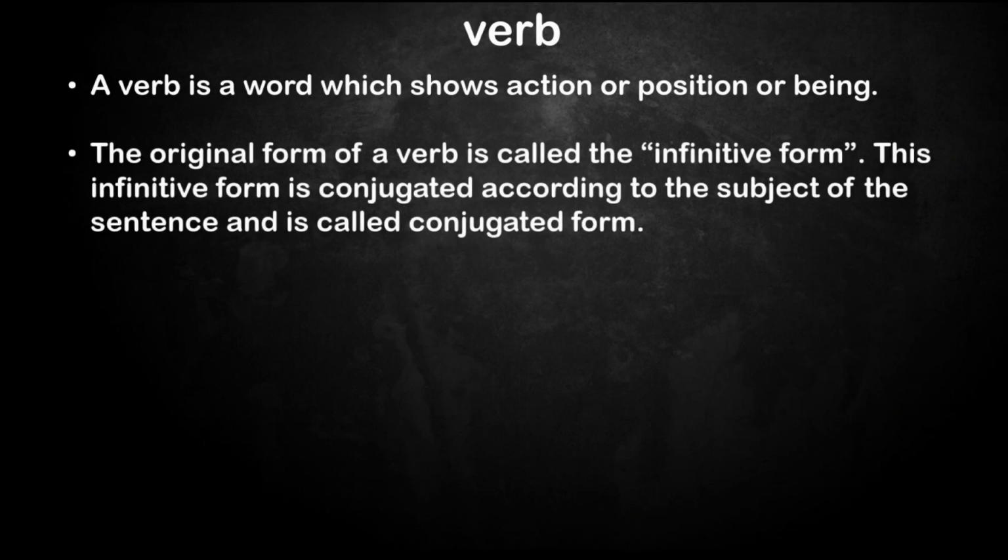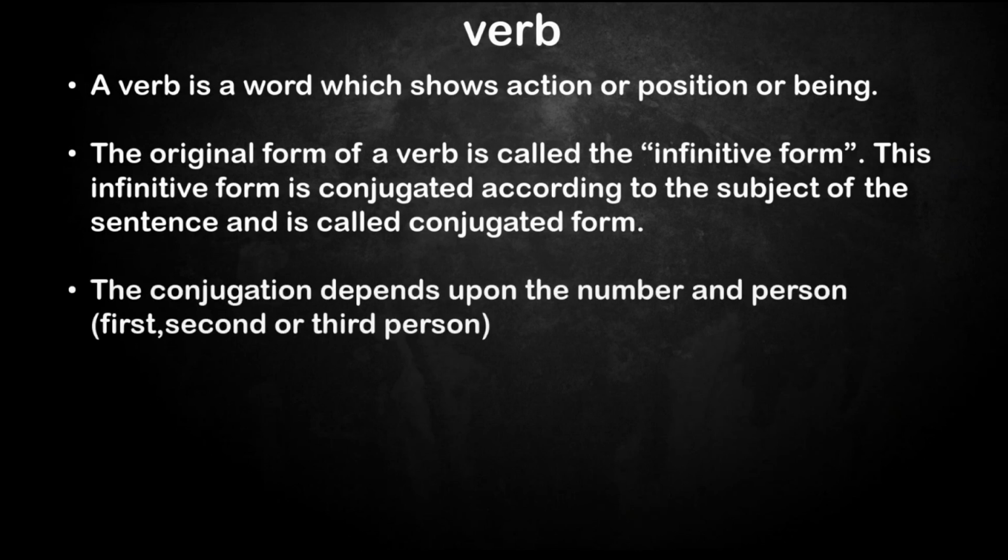The original form of a verb is called the infinitive form. This infinitive form is conjugated according to the subject of the sentence and is then called the conjugated form. So the form the verb is in before we conjugate it is the infinitive form. The conjugation depends upon the number and person, whether it is first, second or third person. So the verb must be conjugated according to the subject in the sentence.